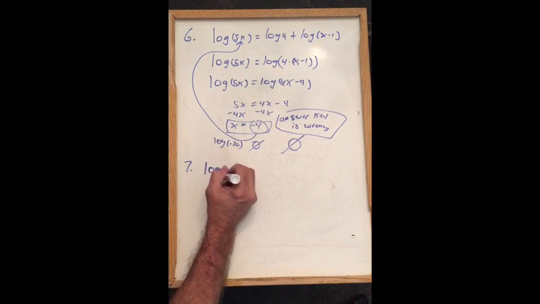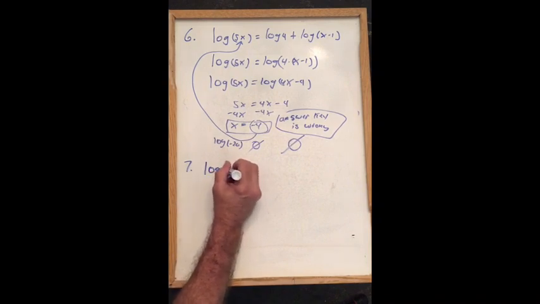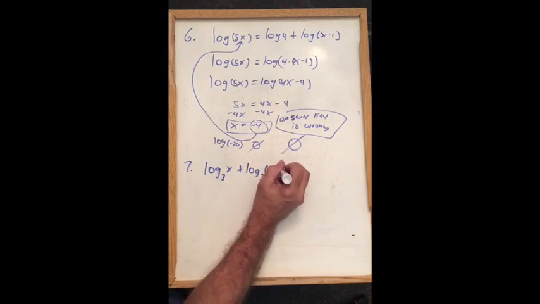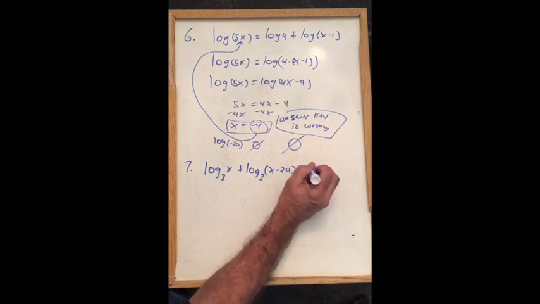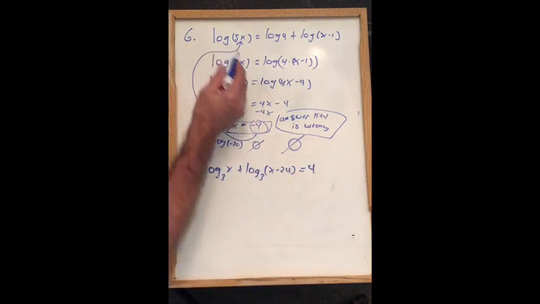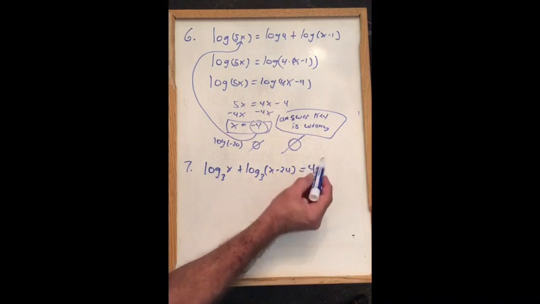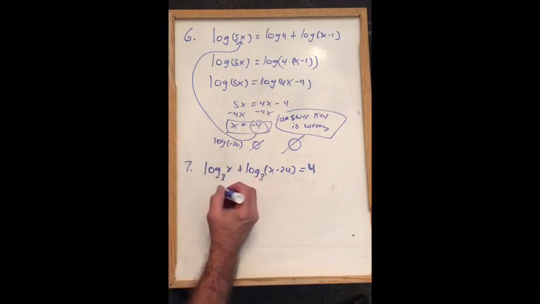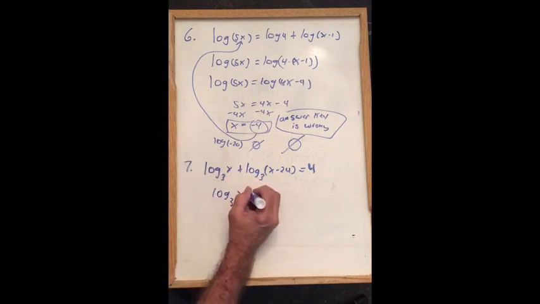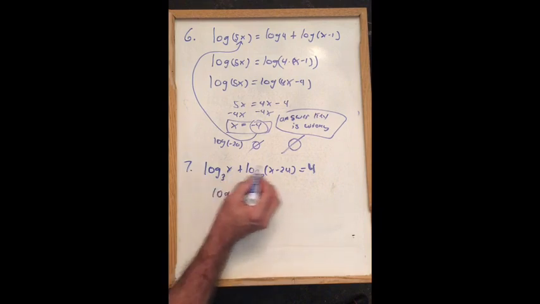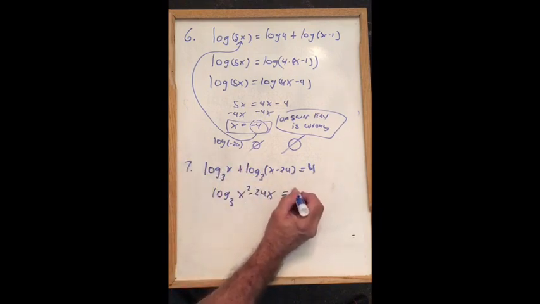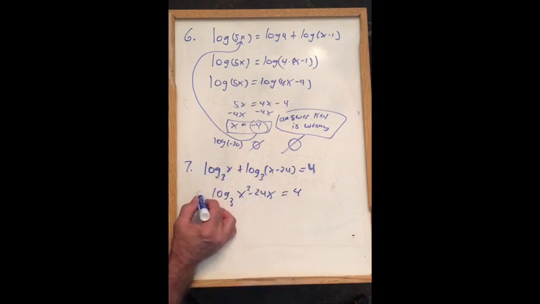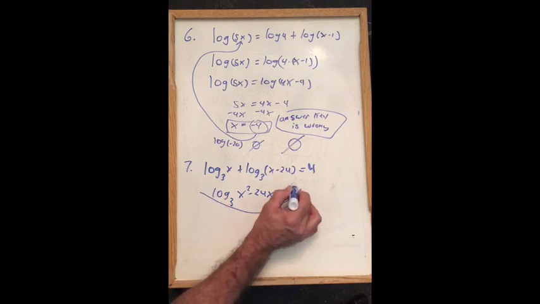Here I have log base 3 of x plus log base 3 of x minus 24 is equal to 4. This one is significantly different from the last one because we have something over here, specifically this number 4, that is not a log. So I'll combine the logs here to get log base 3 of x squared minus 24x. That's just multiplying those two together, and this will be equal to 4. Now we have to rewrite this as an exponential equation by taking the 3, raising it to the 4th power, and setting it equal to that.